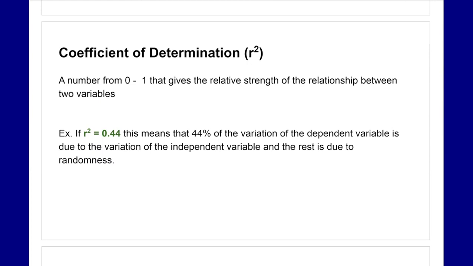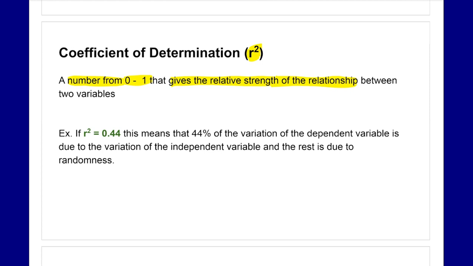When looking at the equation of a line, the correlations, there are 2 statistical values that we want to look at. One is the coefficient of determination. So this is, or otherwise, the r squared value. So this is a number from 0 to 1, and it gives the relative strength of the relationship. Right? So basically it's telling us, okay, if there's a relationship, how strong is it? How strong is the relationship between the 2 variables we're looking at?